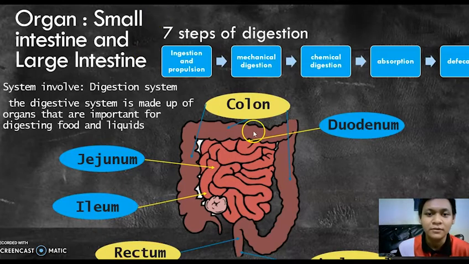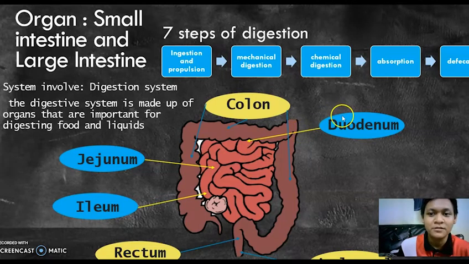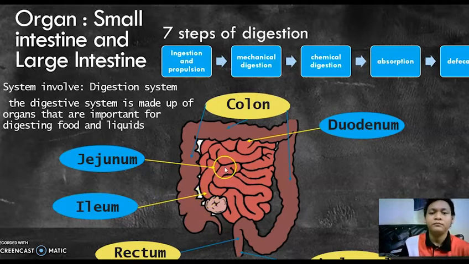So right here we have our diagram of an example for the small and large intestine. The small intestine is separated into 3 parts, where the first part is the duodenum, the second part is the jejunum, and the third part is the ileum. The duodenum is right after the stomach, where it is the starting of the small intestine. The jejunum is in the middle, and the ileum is connected to the large intestine via the bowel valve.